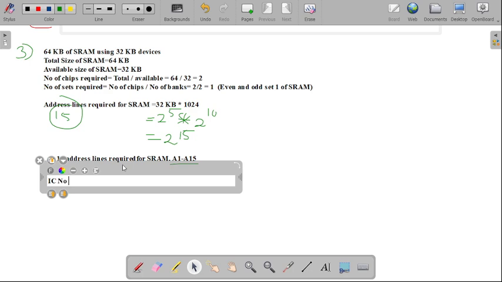So the IC number for SRAM is equal to whatever size is available, multiplied by our 8-bit number. So 32 KB into 8-bit becomes 256.